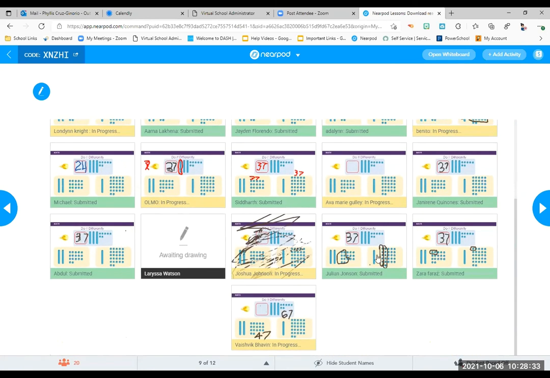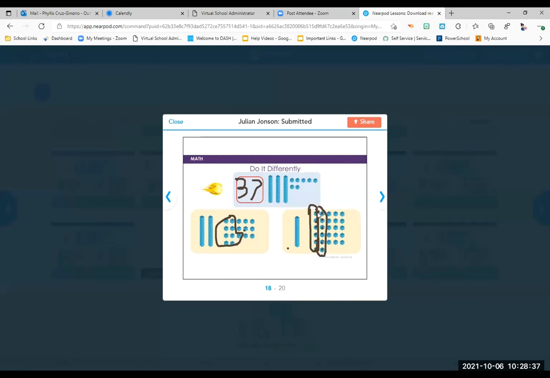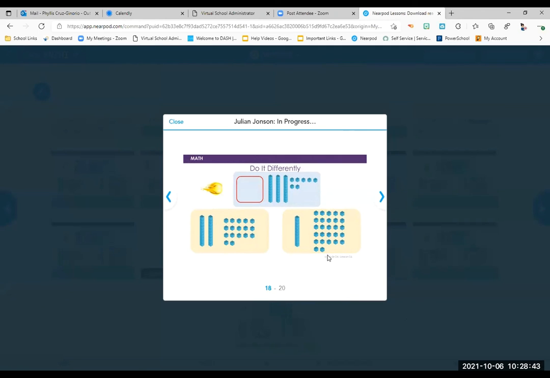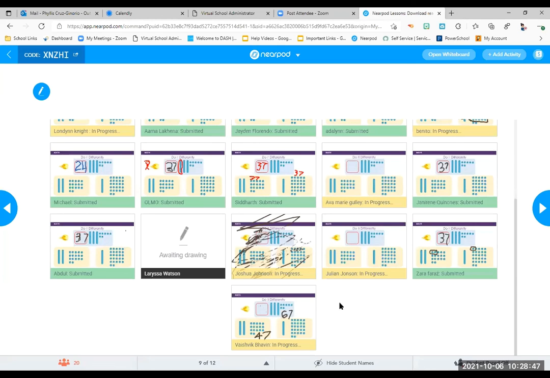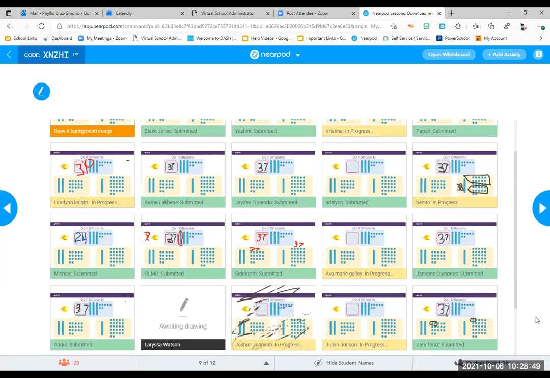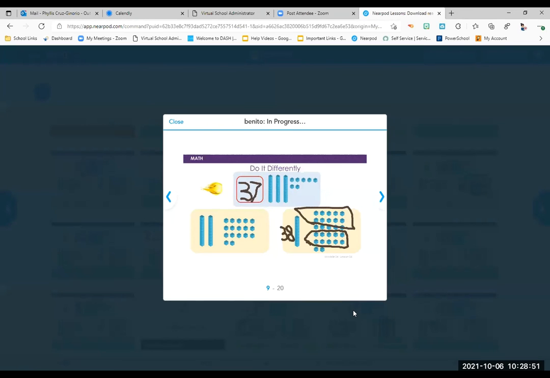Oh, can I show off Julian's for a moment? Julian, look at this one right here. He's got 1, 2, 3, 4, 5, 6, 7, 8, 9, 10, 11, 12. Oh, thank you. Good work, Jules. I like that. Go back and fix it. So yeah, only 10. Oh, let's look at this one. Benito. Wow, look at your 10s.